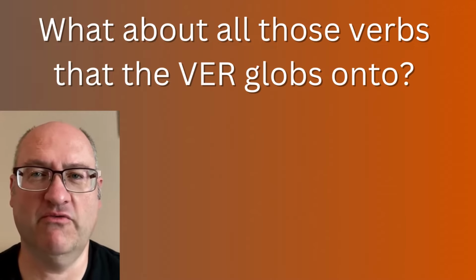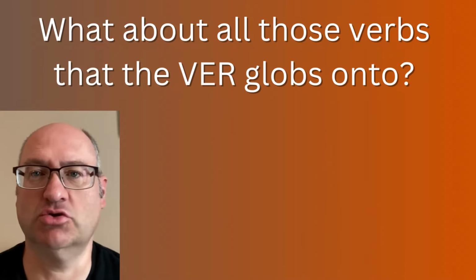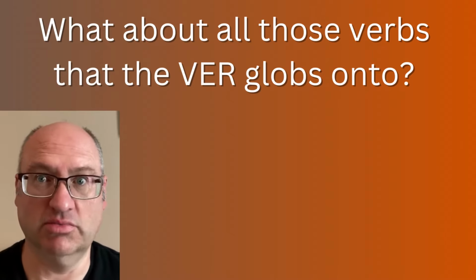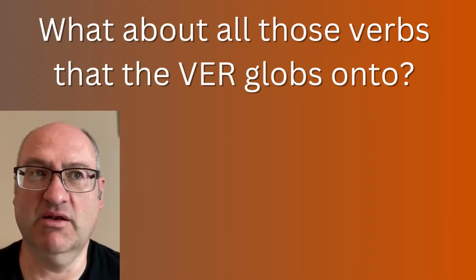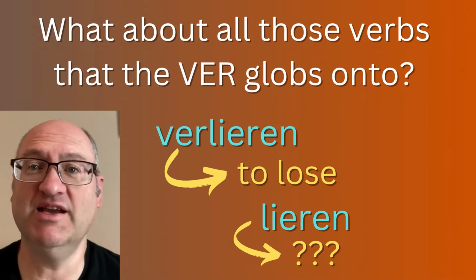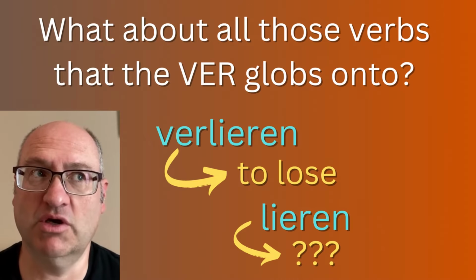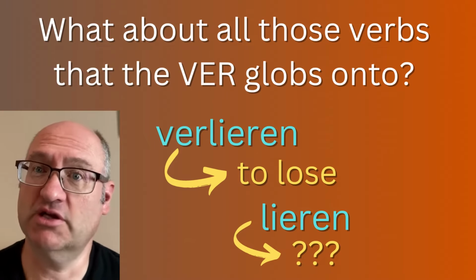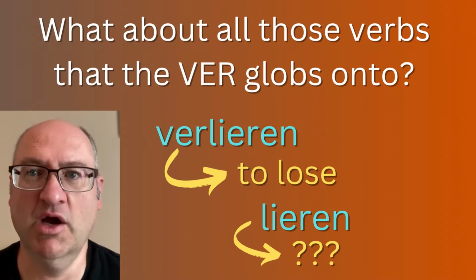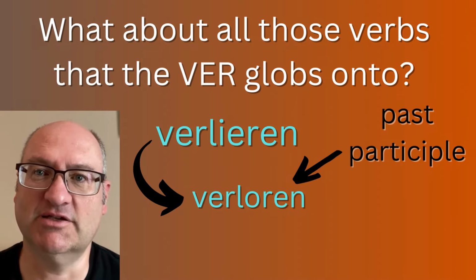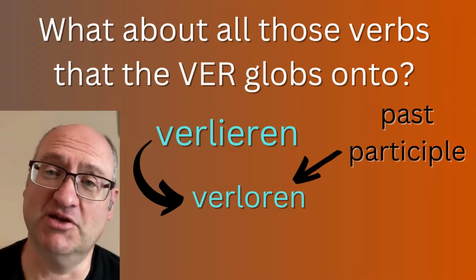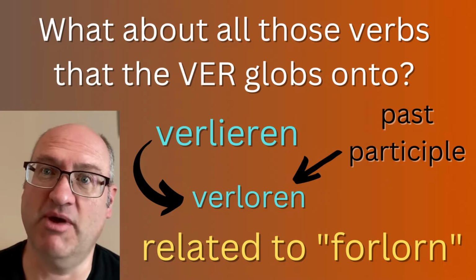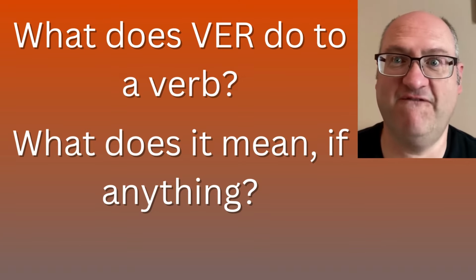right? Many of the verbs that the ver is attached to no longer have meaning. Obviously, one time they did, but that is no longer used in modern German, and modern Germans wouldn't understand what that means. For instance, the word verlieren, which means to lose. Nobody would understand what lieren means. Obviously, at one time that made sense. Interestingly enough, that is connected to an English word. So the past participle of verlieren is verloren, and that is related to the English adjective forlorn, which originally was also a past participle.